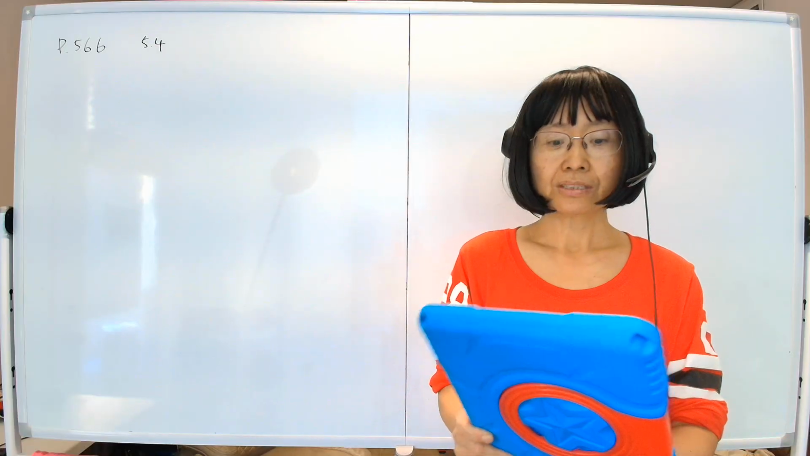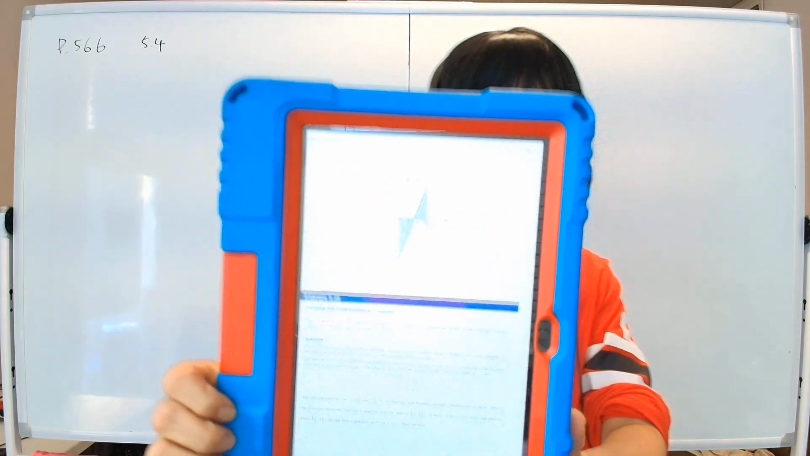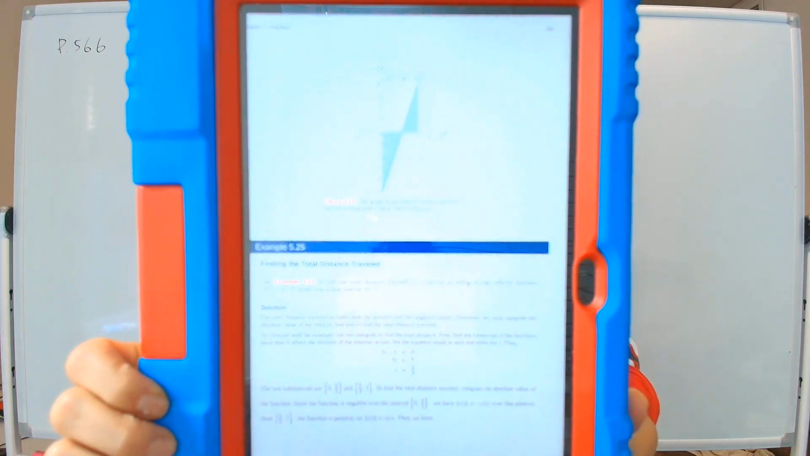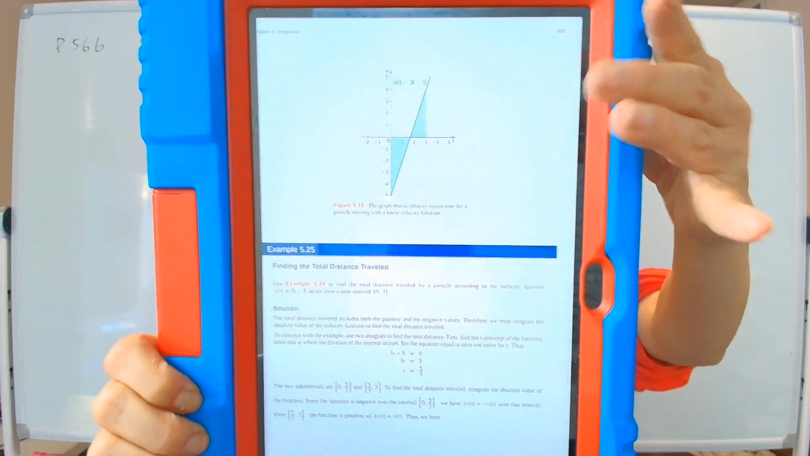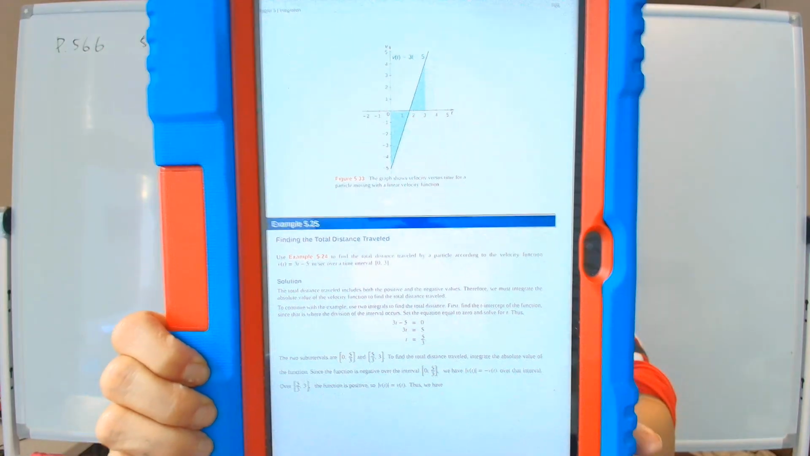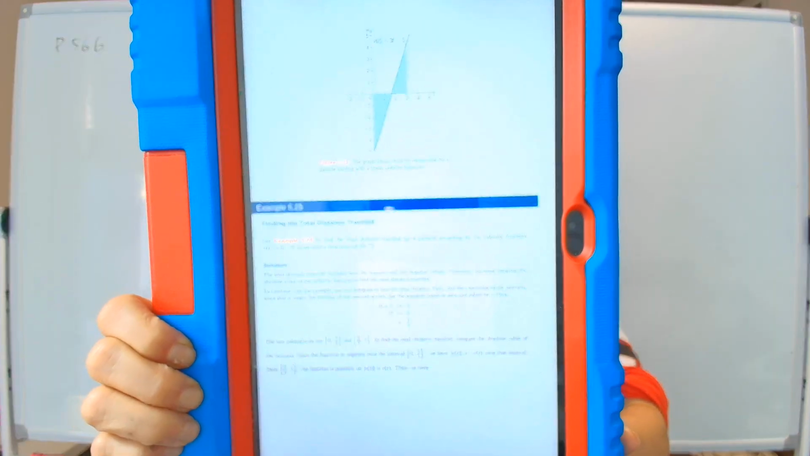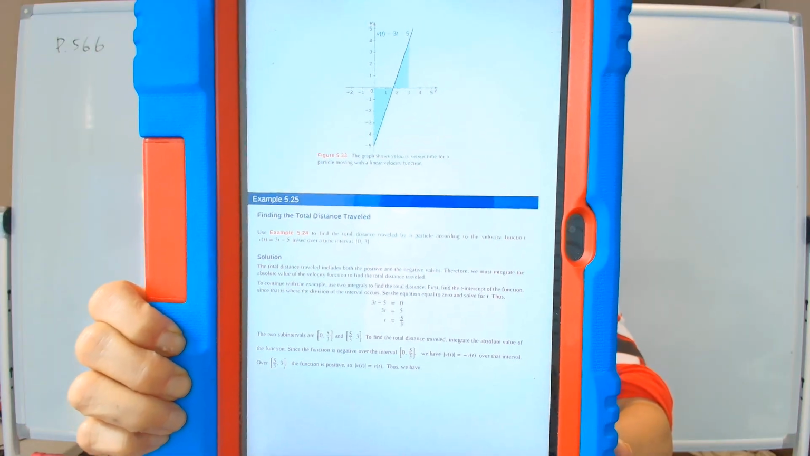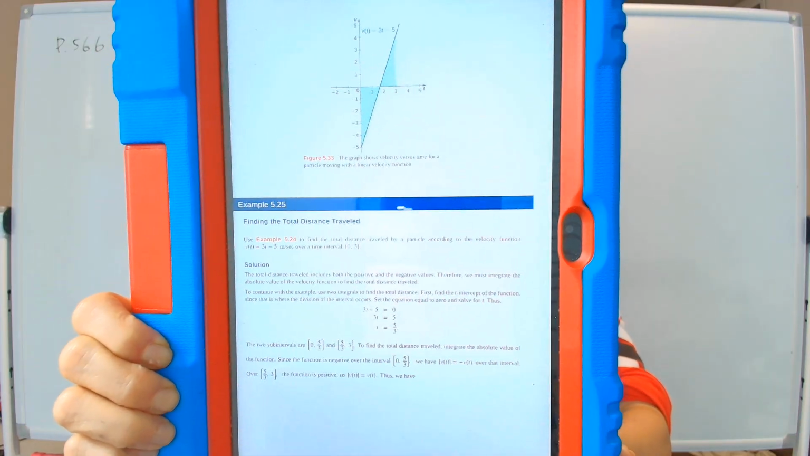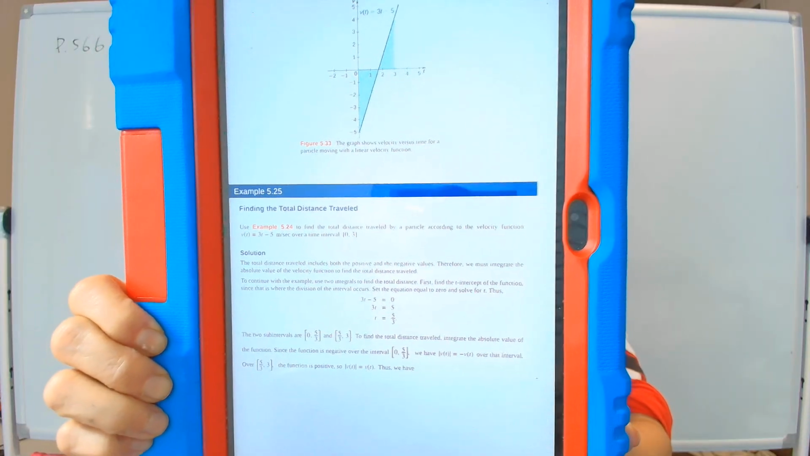So to look at the graph for example 5.25, you see the graph on top, which is the equation that they graphed there, to show you there are two parts of this integration. So you have to take the trouble of figuring out when the function crosses the x-axis.